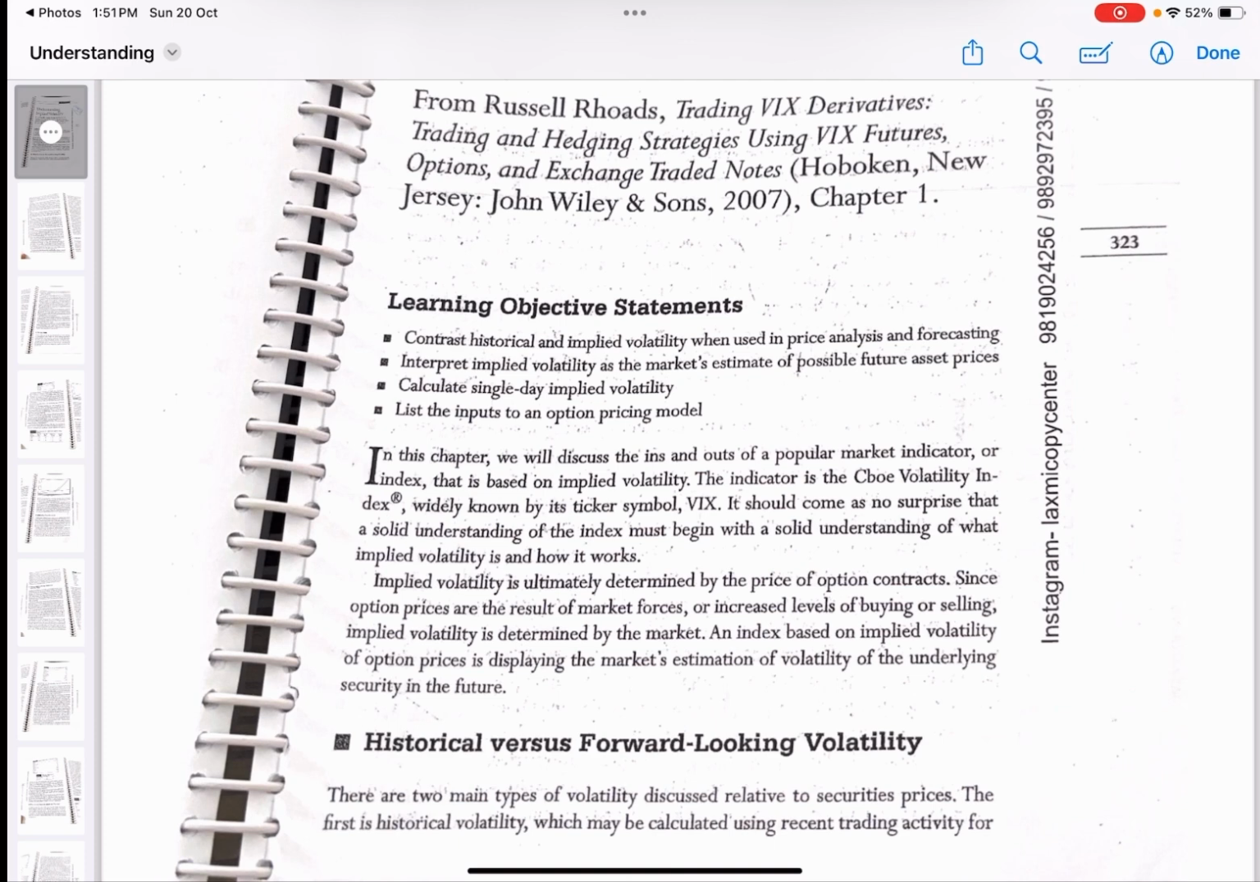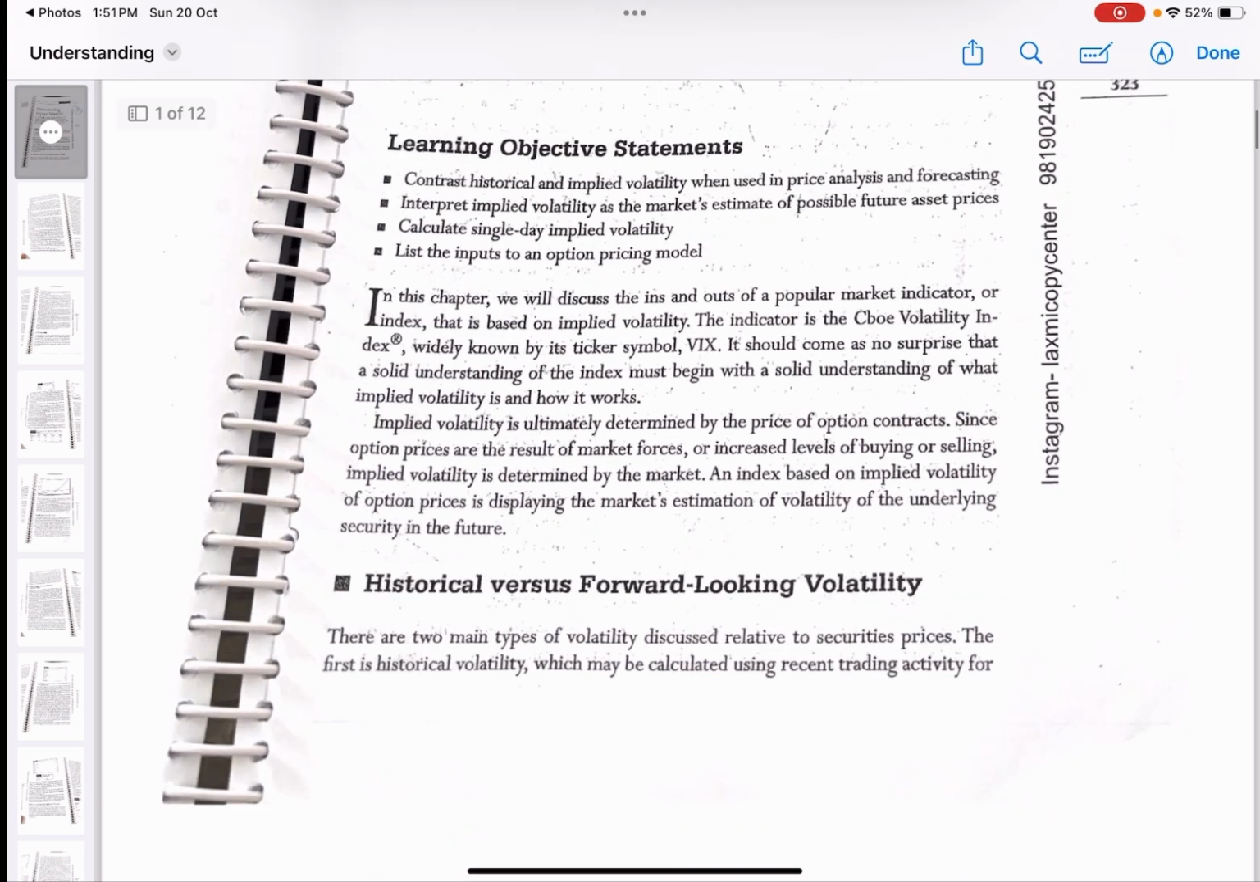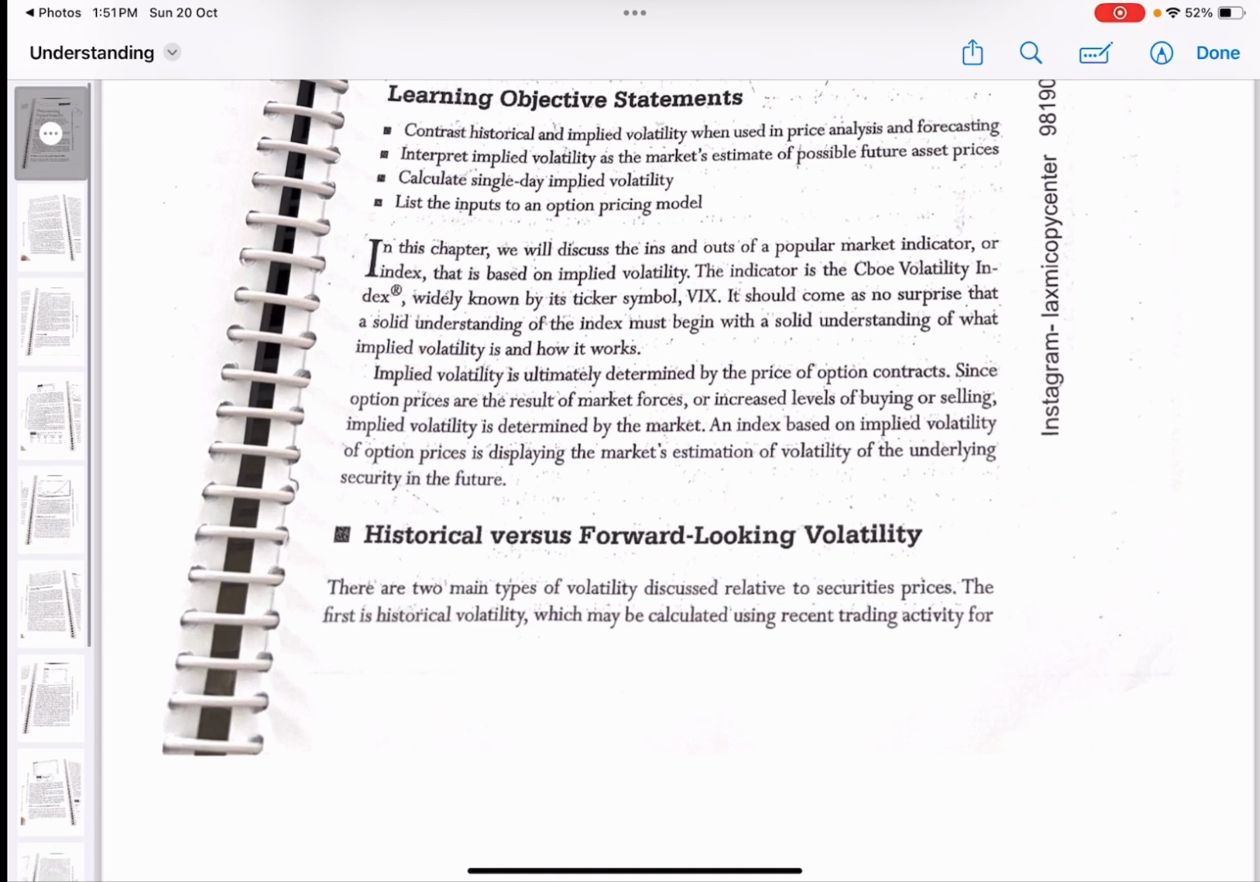We'll see how we can use that in forecasting and in taking our trades. We're also going to see how we calculate one day IV, how it affects an option price, and how we use it in estimating the future price of a particular stock. We'll be talking about the ins and outs of a popular market indicator or index, the CBOE volatility index, known as VIX. In India, we have the India VIX, which is a whole index or chart in itself. Similarly, they are talking about the CBOE volatility index.